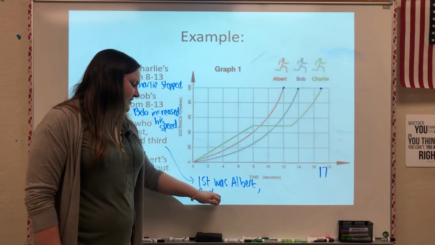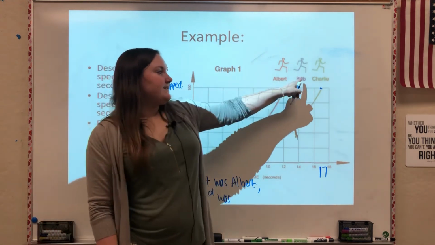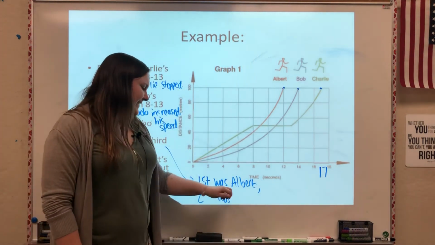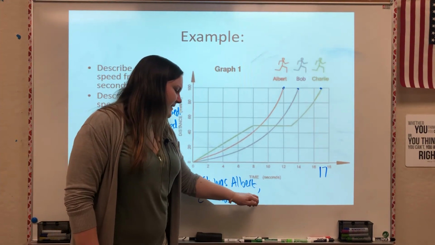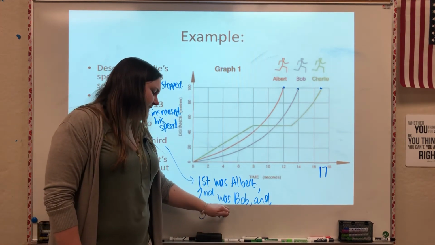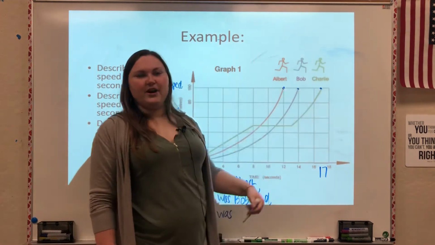Second then was Bob because he had the second shortest time. So second was Bob. And third was good old Charlie.